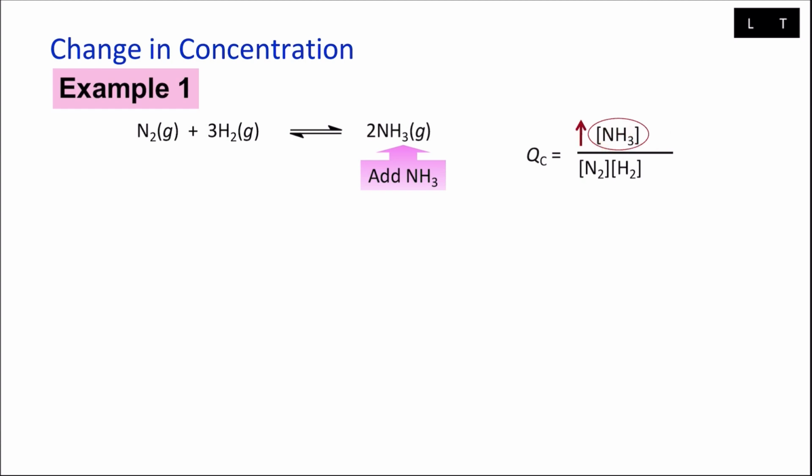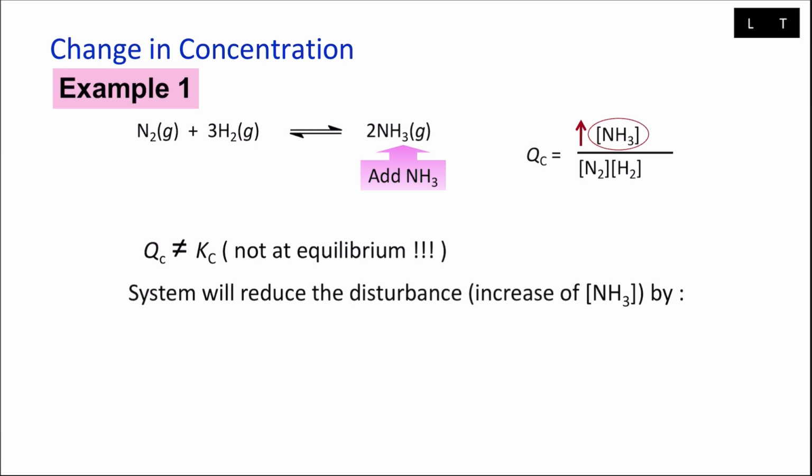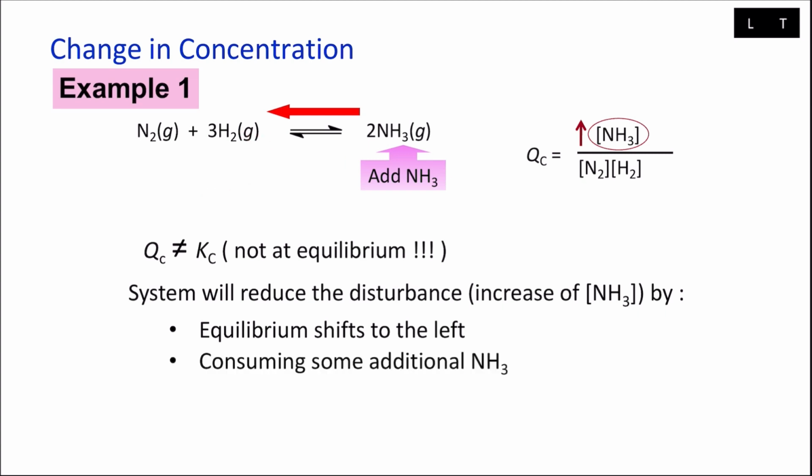Bilangan dia makin bertambah. So, bila dia bertambah, maknanya value Qc awak tidak sama dengan Kc. So, the system is not at equilibrium. So, what will happen? Based on Le Chatelier's principle, the system will reduce the disturbance. Iaitu disturbance kita sekarang increase of concentration NH3. Di mana dia akan shift to the left, di mana dia akan go towards production of N2 dan H2. So after consuming some additional NH3, concentration of my reactant, nitrogen, and concentration of hydrogen akan bertambah. So itu cara kita nak explain.